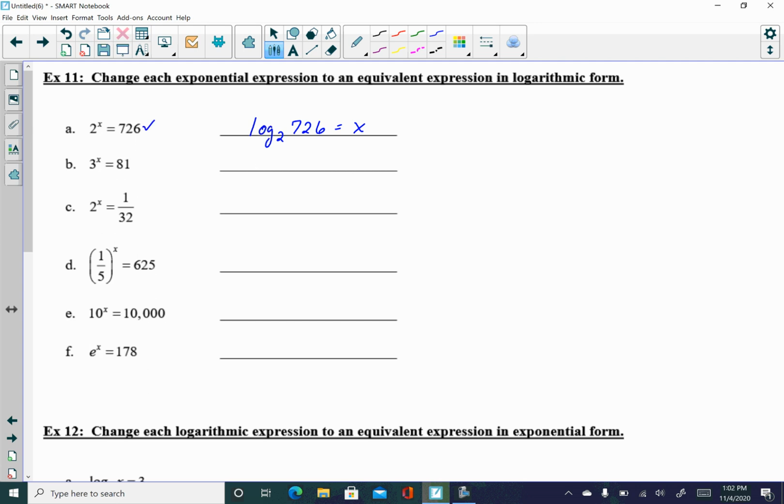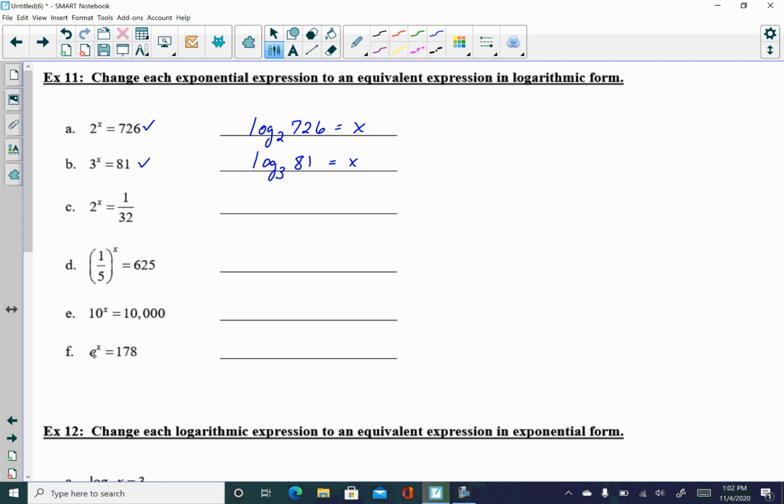3 to the x equals 81. So the base of the exponential function is the base of the logarithm. So this would be log base 3 of 81 equals x. And if you undo it, the base raised to the right-hand side equals the argument. 3 to the x equals 81. Okay, and let's come on down here and do letter F together.